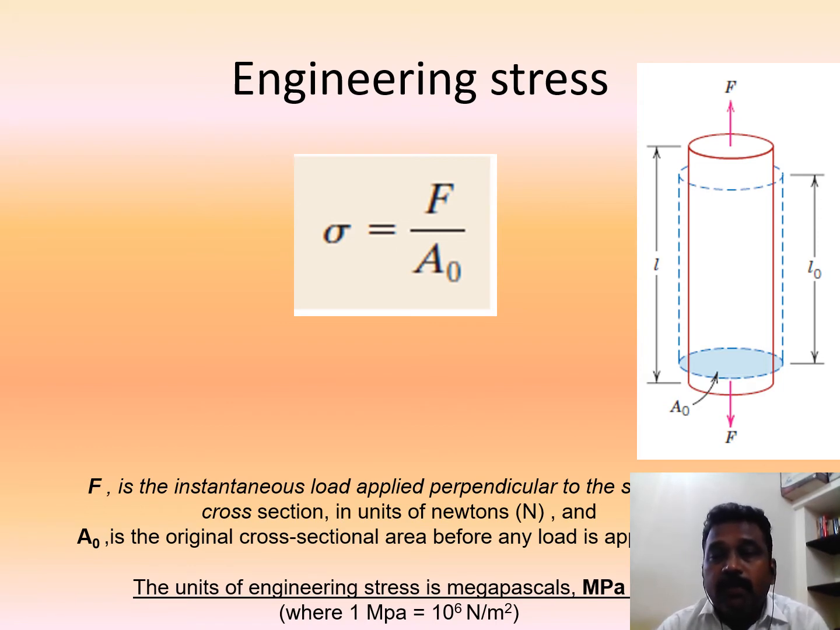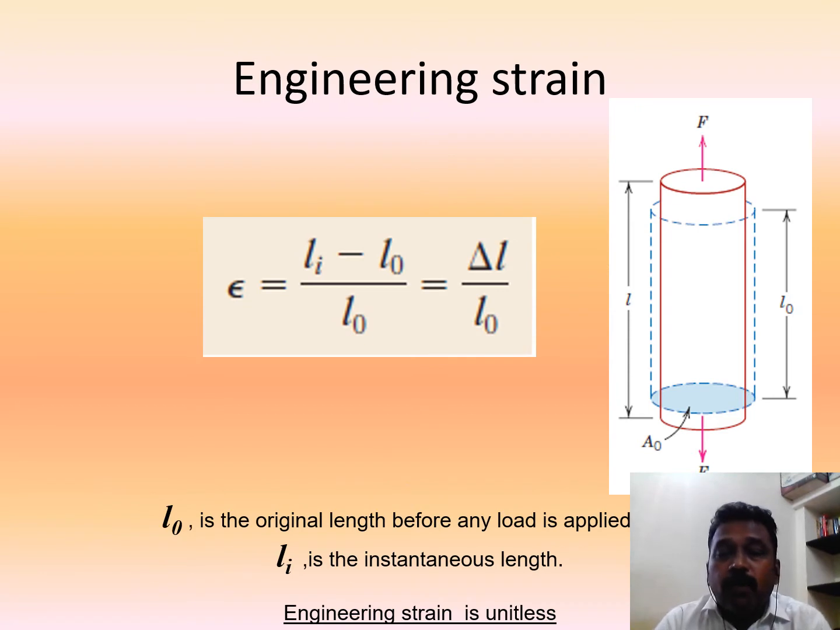This one is the engineering stress. Similarly, you can find out the engineering strain. Epsilon is equal to (Li minus Lo) divided by Lo. So that is the change in length, delta L, divided by Lo. Lo is nothing but the original length.